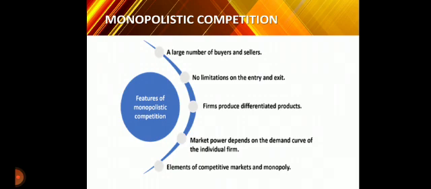The next thing is the monopolistic competitive market. Here, only one firm sells the commodity, having no rivals or direct competition, and they are the price makers. Indirect rivalry may exist in the form of substitute products. No other seller can enter the market, else the monopoly would cease to exist. The product is distinct and inelastic in demand. And here, a large number of buyers and sellers come into the market. We call it monopolistic competition, with no limitation of entry and exit. Firms produce differentiated products. Market power depends on the demand curve of the individual firm. Again, the price is fixed by the firm itself.